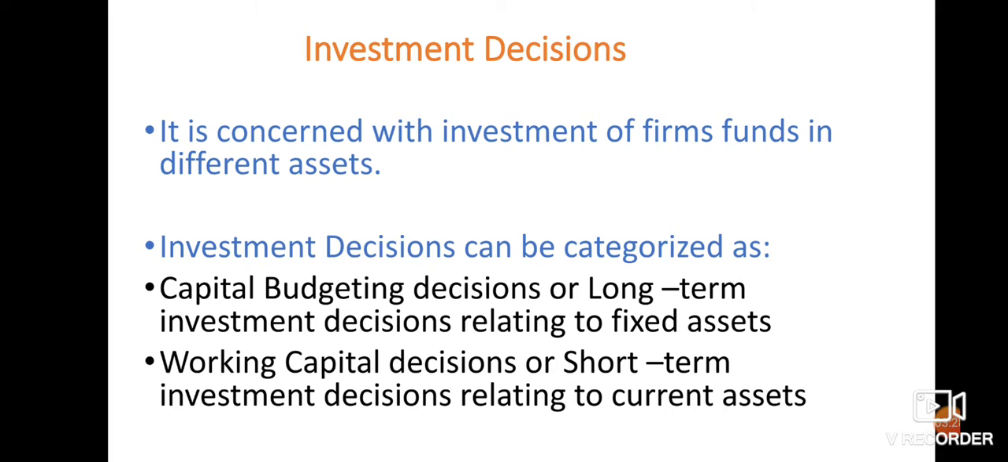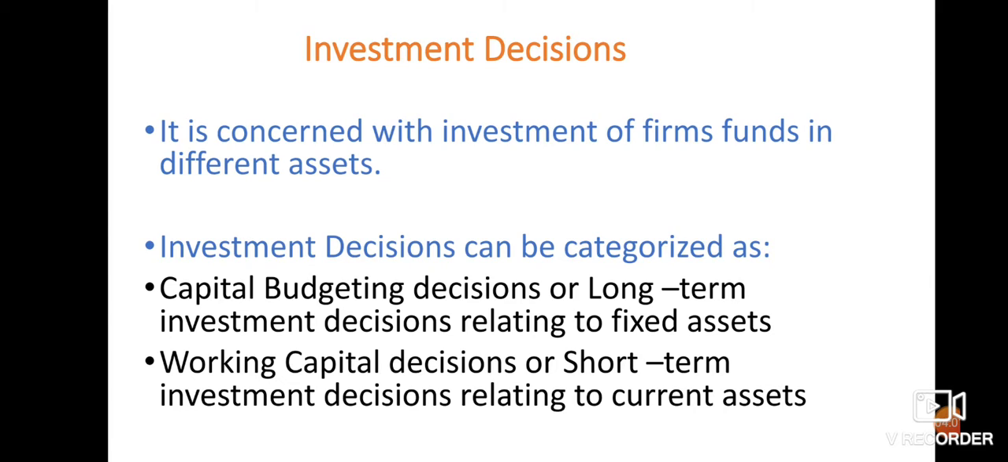Now let us see, what does investment decision include. There are two things that it includes. One is capital budgeting decision or long-term investment decision relating to fixed asset, and working capital decisions or short-term investment decisions relating to current asset. So here two types of decision. One is termed as capital budgeting decision. Another is termed as working capital decision.